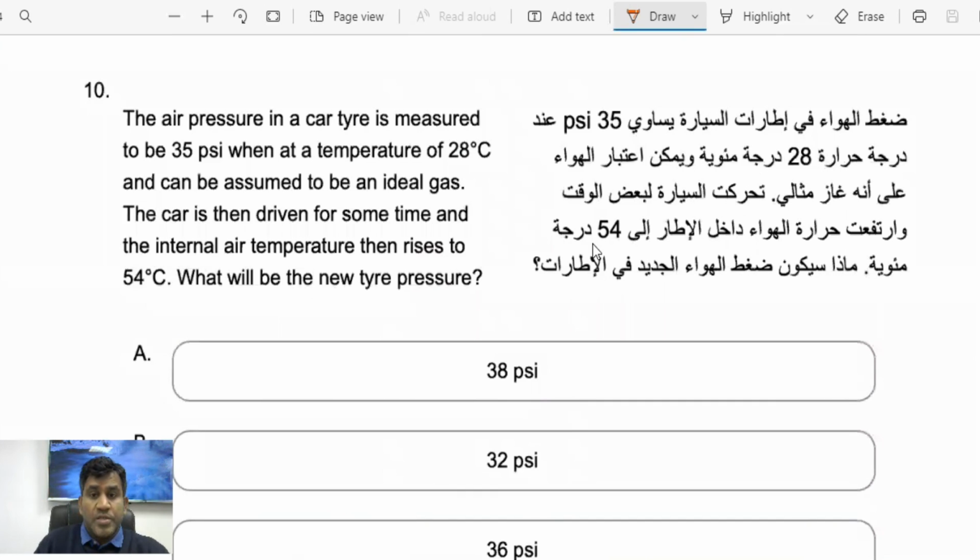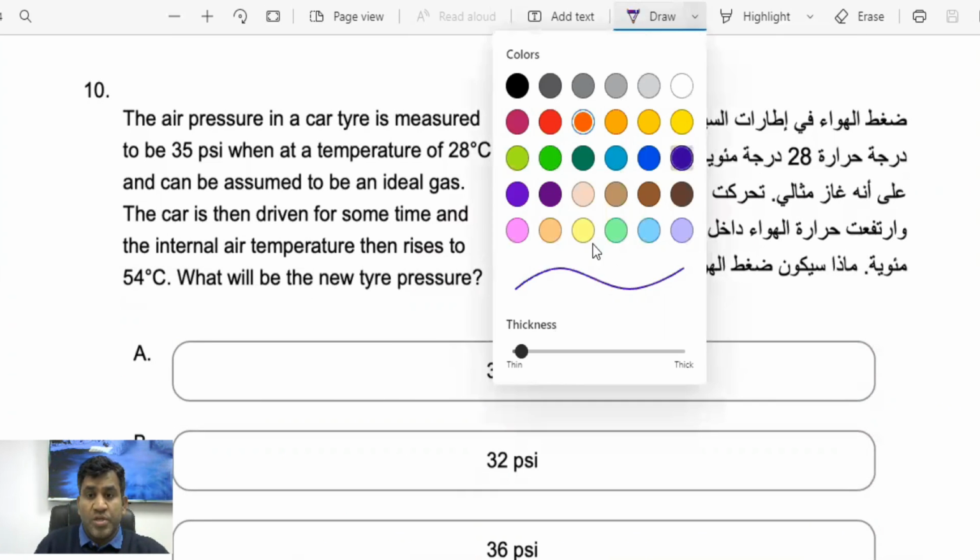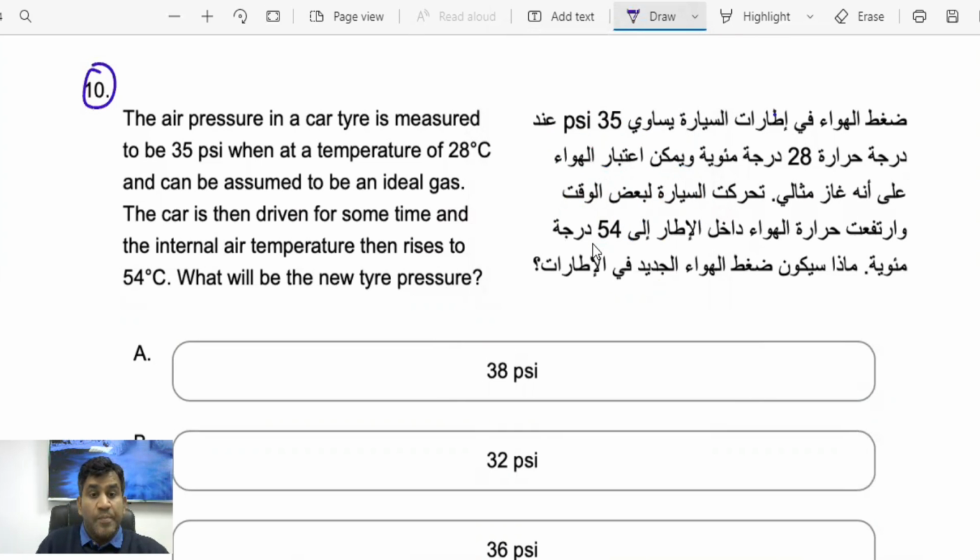All right, let's move to the next question, number 10. What is question number 10 talking about? The air pressure in a car tire is measured to be 35 psi at a temperature of 28 degrees Celsius, and can be assumed to be an ideal gas. Whatever they have filled in the tire, it's an ideal gas. The car is then driven for some time, and the internal air temperature rises to 54 degrees Celsius. What will be the new tire pressure? The question is to calculate the final pressure.